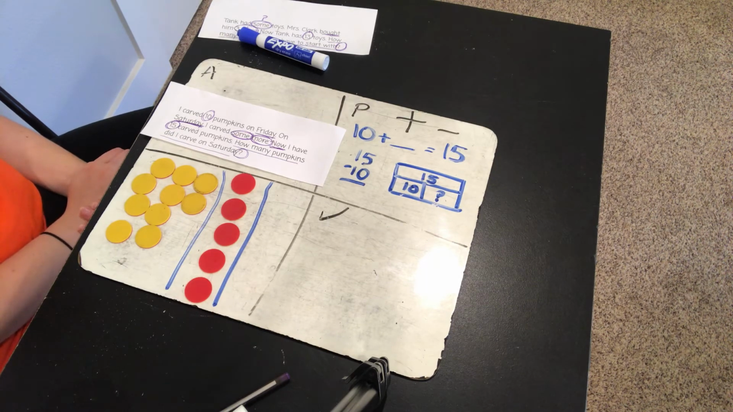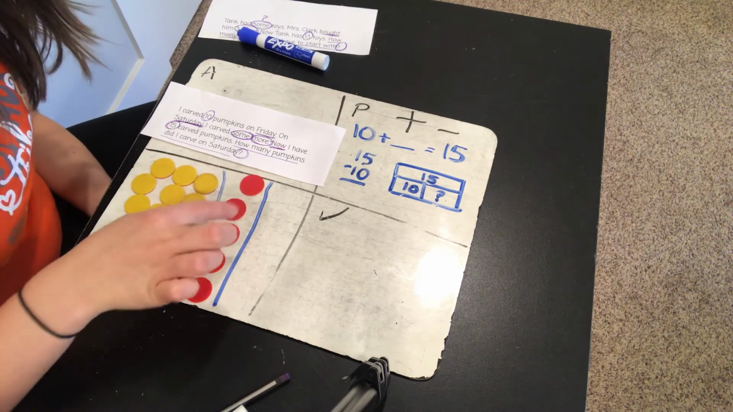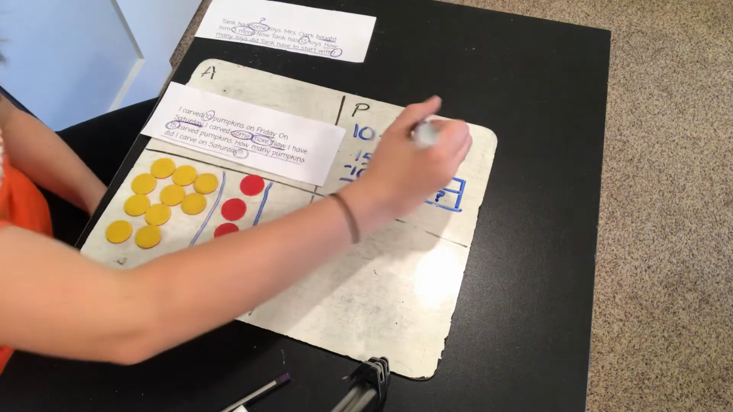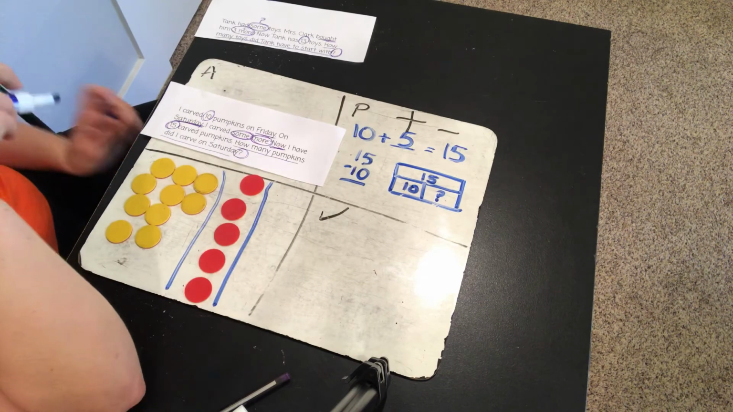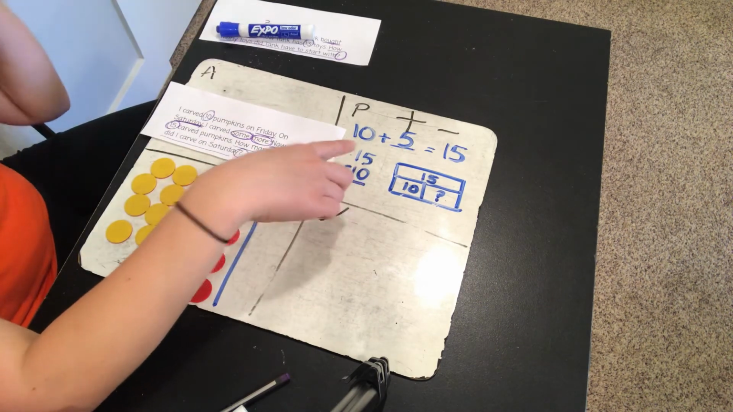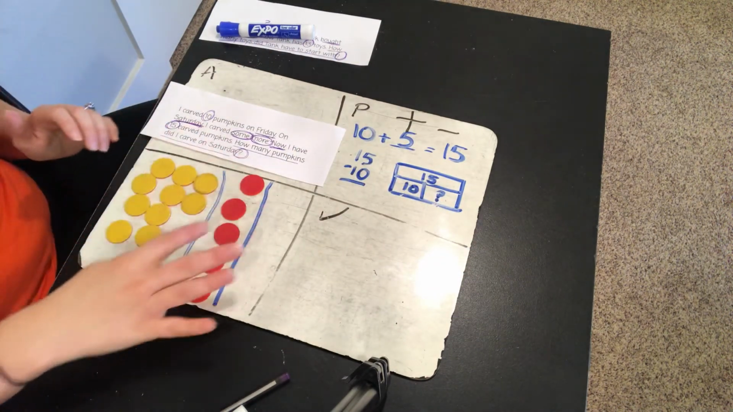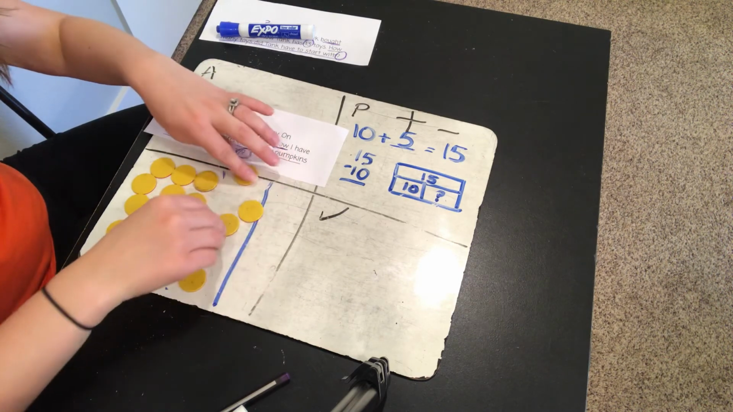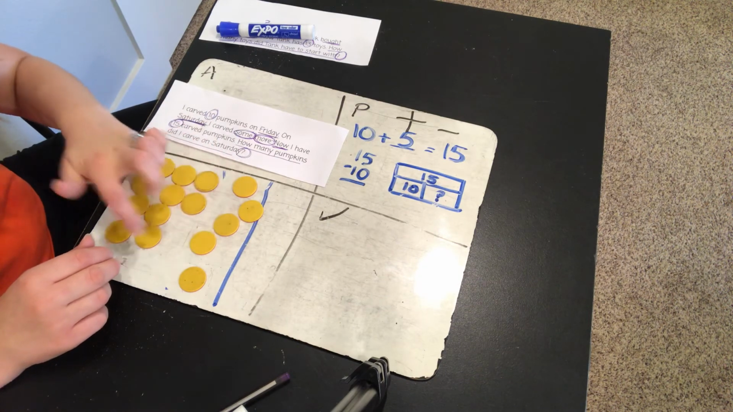How many did I have to add to get to 15? 1, 2, 3, 4, 5. So I think my missing add-in is 5. 10 plus 5 equals 15. Now to double check that, I'm going to subtract, because we've talked about how you can subtract to find the missing add-in. So if I have 15, and this should be 15, 1, 2, 3, 4, 5, 6, 7, 8, 9, 10, 11, 12, 13, 14, 15.